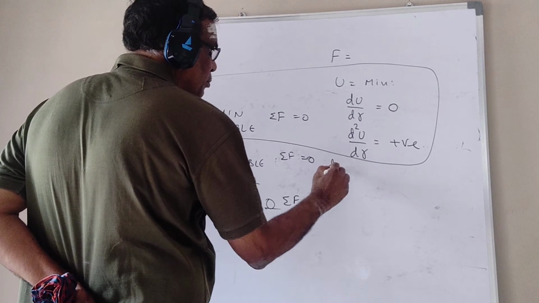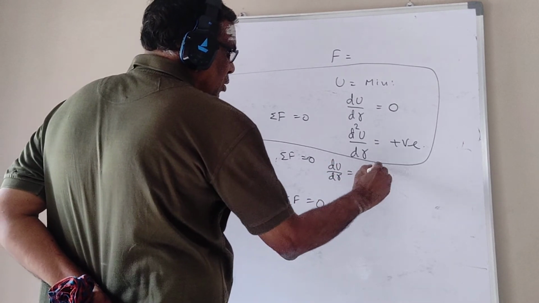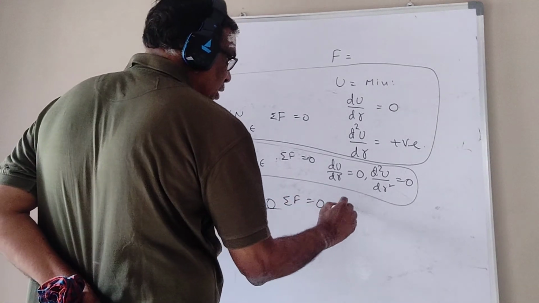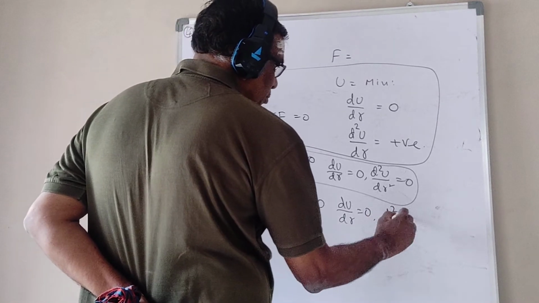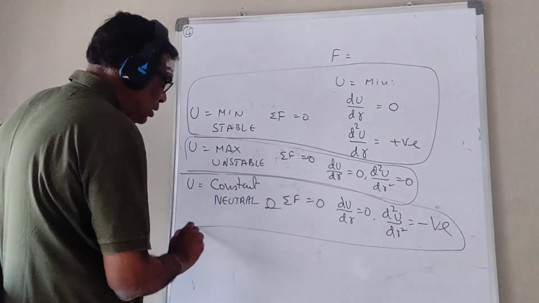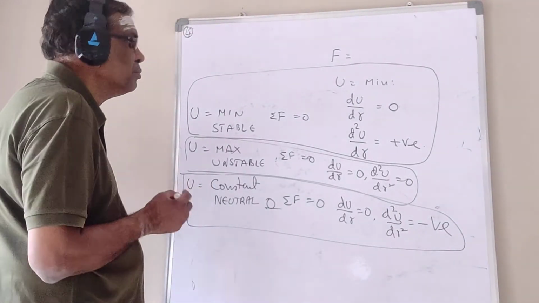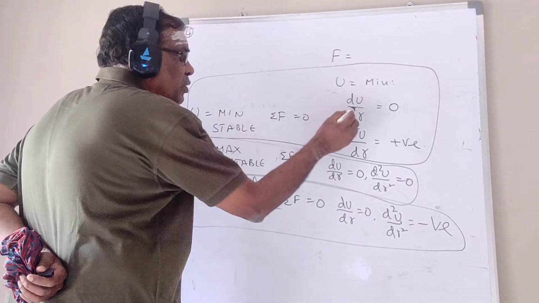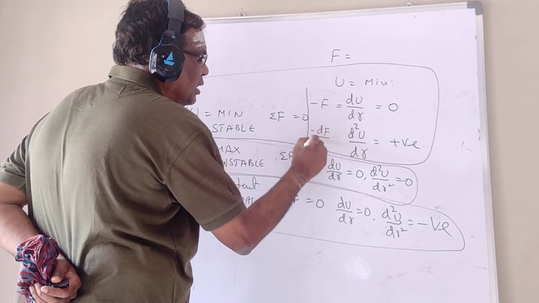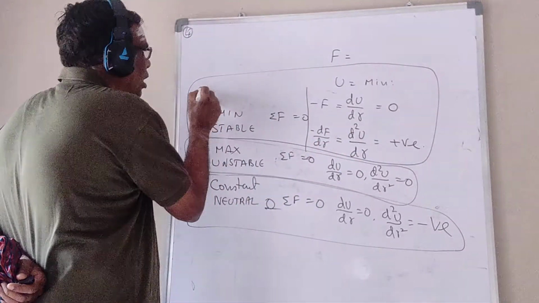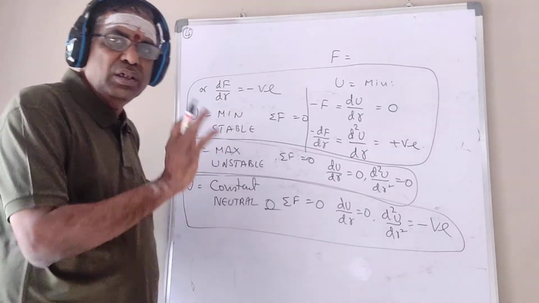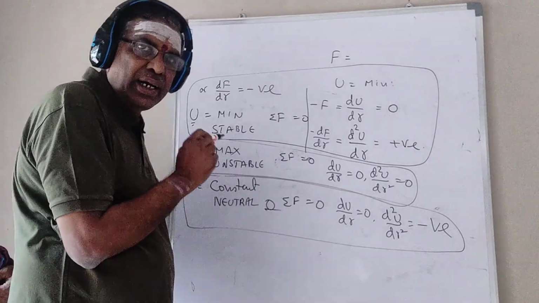For neutral equilibrium, dU/dr is 0, obviously, and this is also 0. But when you come here, dU/dr is 0 and the second derivative is negative. Very, very crucial cases. I am talking about the most crucial cases. So this is stable equilibrium. But what is F? F is nothing but minus dU/dr. So if you write it, minus dF/dr is equal to this, d squared U by dr squared. If it is negative, it is stable equilibrium. Be very careful, never get confused. Remember with U, right? Then you will understand.